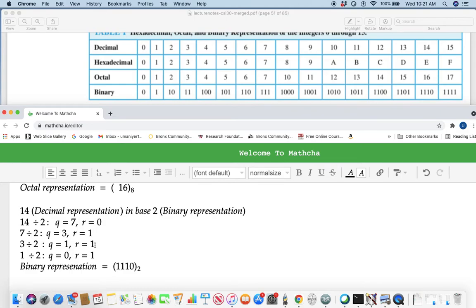Take the quotient, becomes the new dividend, divide by 2. Quotient is 1, remainder is 1. That is that 1 here. Take the quotient, becomes the new dividend, divide by 2. 2 is bigger, so quotient is 0, remainder 1. So that's your 1. Quotient is 0, so we stop our procedure and binary representation is given here: 1 1 1 0.